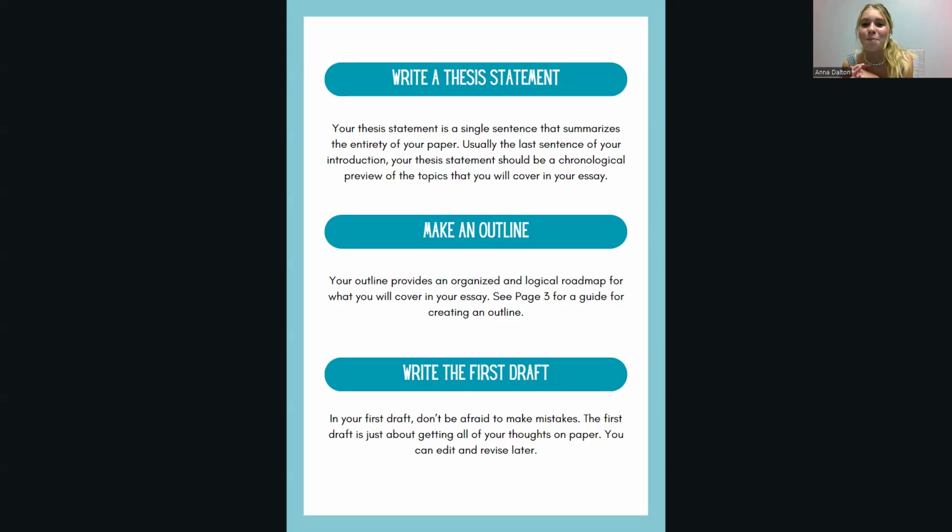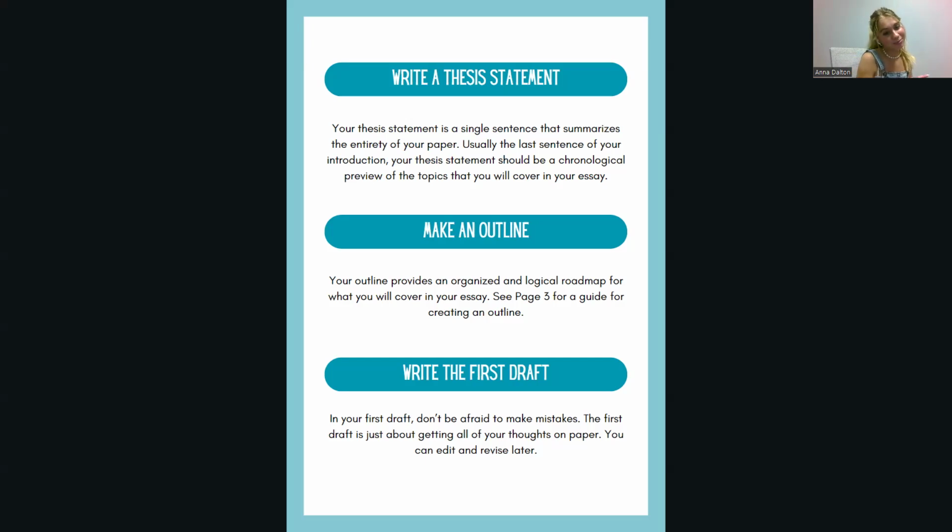Next, you're going to want to make an outline. Outlines are very helpful ways to make sure that your essay is organized and logical and just help you get into the flow of writing. And it just, in general, makes it way easier to write an essay when you have an outline prepped. And we have an example in this guide that we're going to cover in just a second.